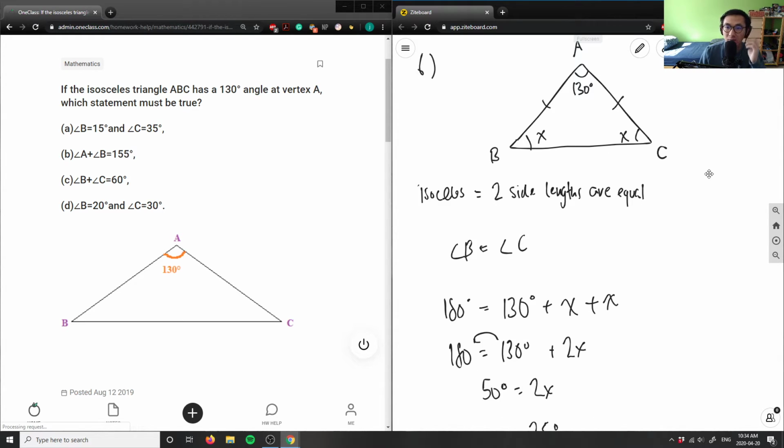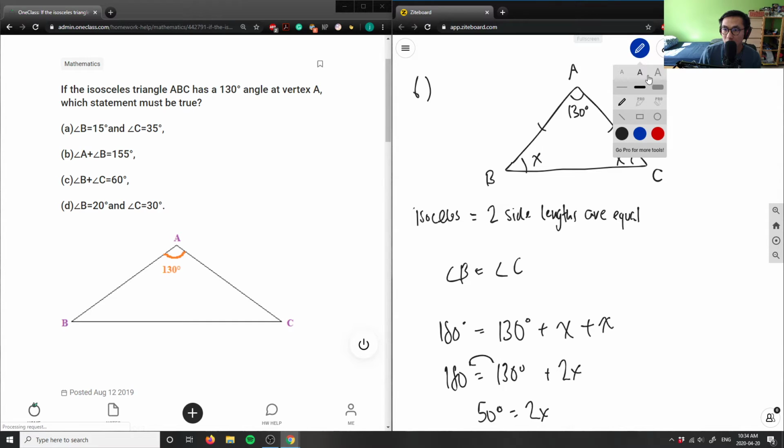both B and C, right? So x here equals 25. So in this case, x here is 25 degrees. This is 25 degrees. So that's all the information we're given with this problem, right? I know that two side lengths are equal, and I've solved for all my angles. So let's look at the options here.